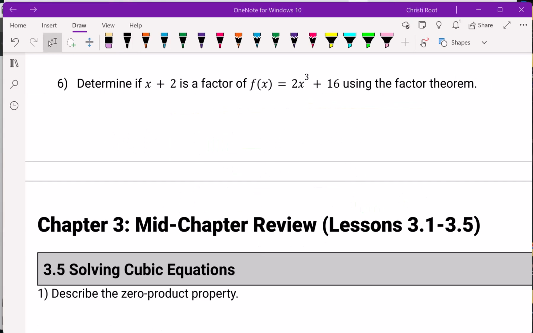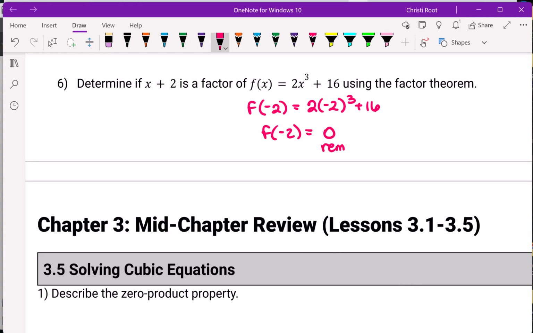So the last question is a factor theorem question. Basically, it's asking you if x plus 2 is a possible factor. So if it's a possible factor, you're going to want to test -2. If you just plug that in to your function, just make sure that you're using parentheses. Your result is 0. That means that your remainder is 0, and if you have a remainder of 0, that means that it is absolutely yes, it is a factor, and you also know that -2 is a solution.